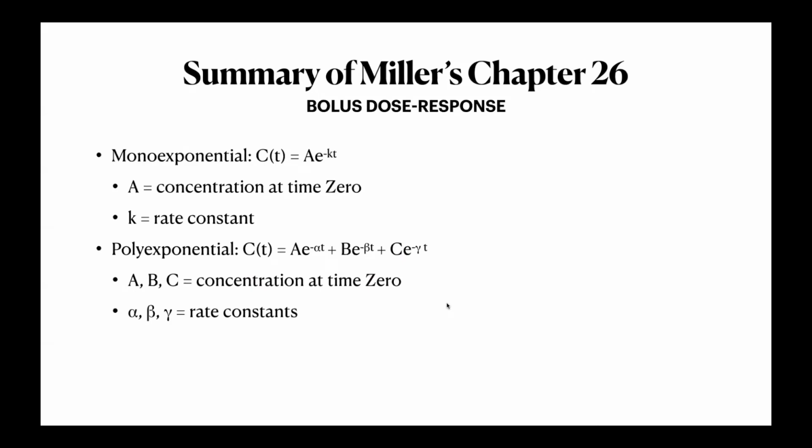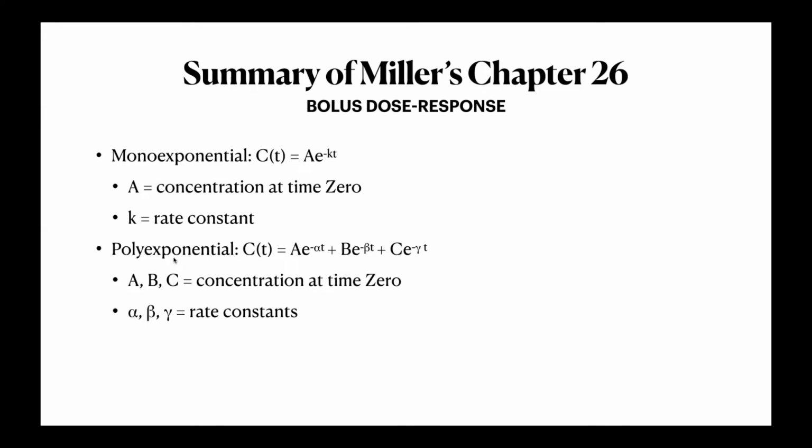This is something that a lot of trainees will describe when they describe pharmacokinetic models. So describe it as a mono-exponential followed by a poly-exponential function. And this is for a bolus dose response. So a mono-exponential, where the concentration is described by A, which is the concentration at time 0, as a function of Euler's constant to the power of minus the elimination rate constant multiplied by time. And that's your exponential decay function.